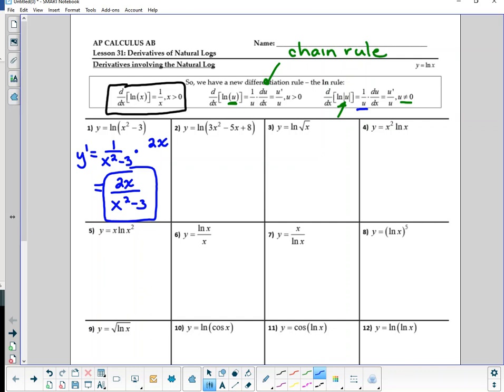And so maybe try number 2 and see what you get. Okay, ultimately, you're going to look at something like that.